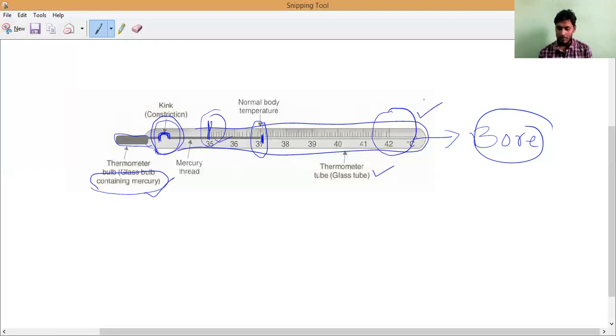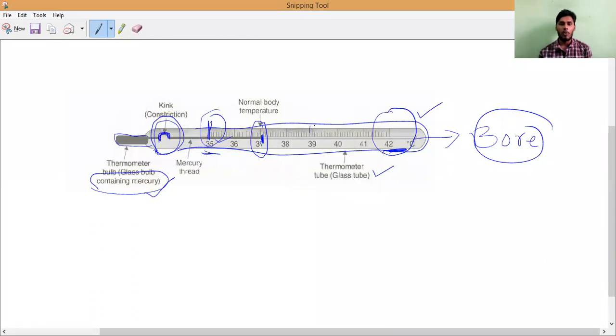Understanding. And what is the maximum temperature? 42 degrees Celsius. Even if you get a low fever or a high fever, the temperature will never vary less than this point or more than this point. Now if you observe, count from 35 to 36, as well as 36 to 37, as well as 37 to 38.